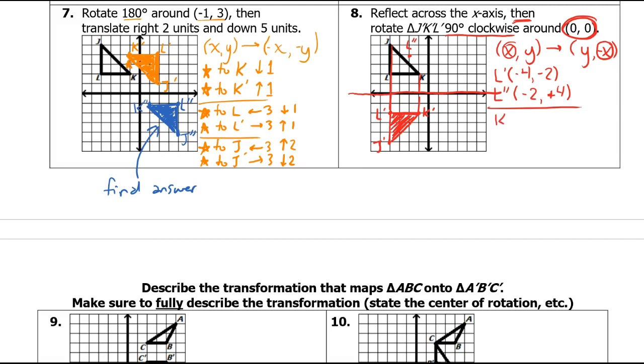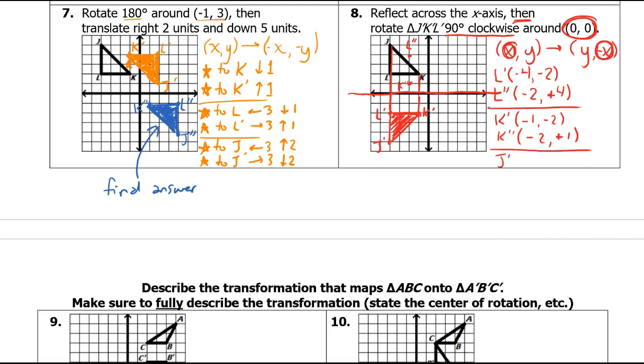For K prime, those coordinates are negative 1, negative 2 on what we can see already. So we'll swap those, negative 2, negative 1, and just like before, the old x coordinate, the new y coordinate, has switched signs. So negative 2, comma positive 1, my K double prime.